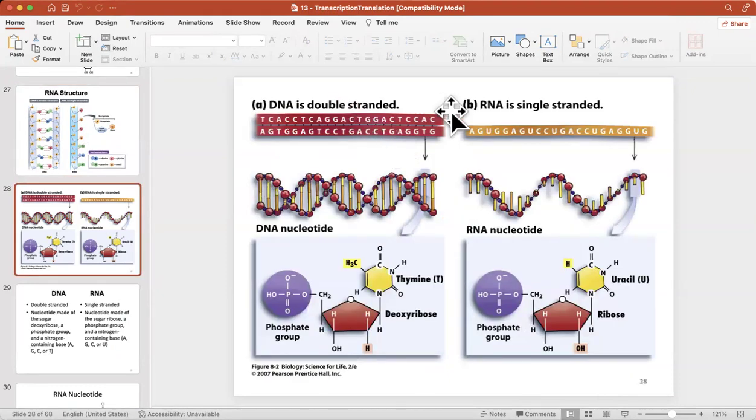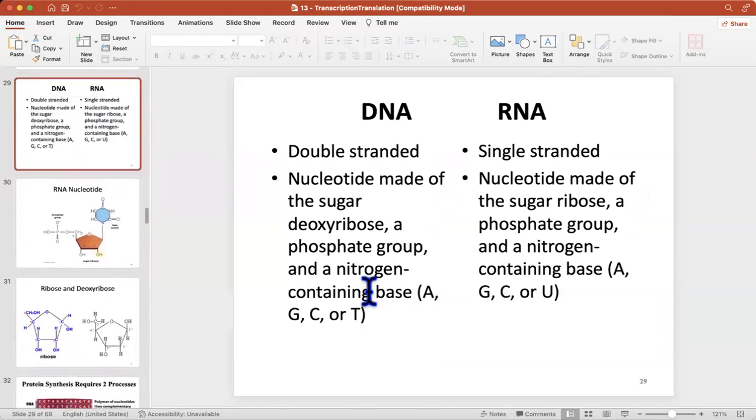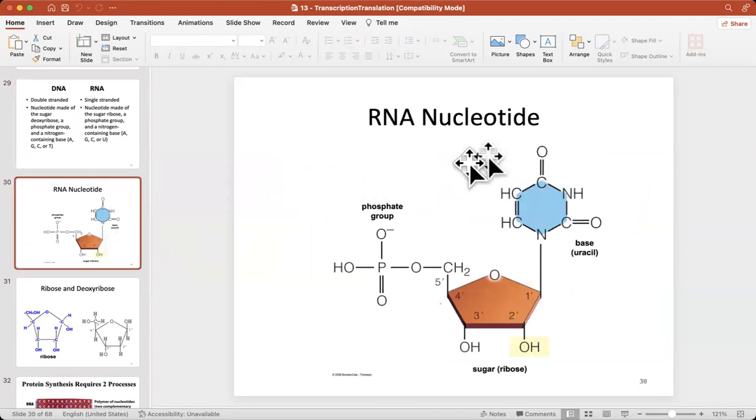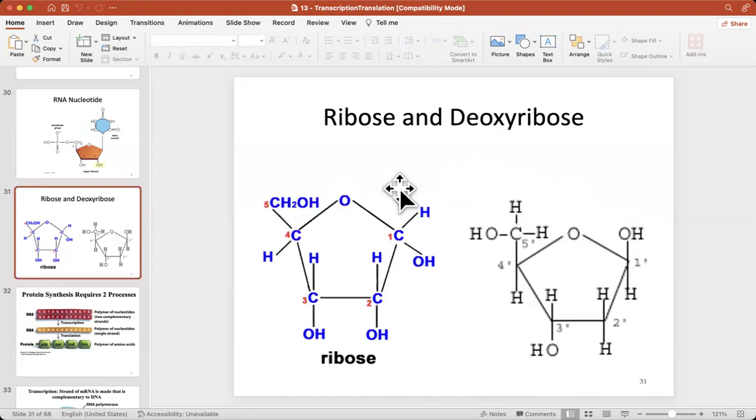Okay, so that's the DNA, that's the RNA. Here it shows you the DNA; the sugar uses deoxyribose, or you can say 2 deoxyribose. And RNA uses ribose. That's the difference between DNA and RNA. Okay, so that's the DNA and there's the RNA. And that's the RNA nucleotide. You have a base, you have a ribose sugar, and you have 1 phosphate. And that's the sugar ribose that's used for RNA. And this is 2 deoxyribose, and that's used for DNA.